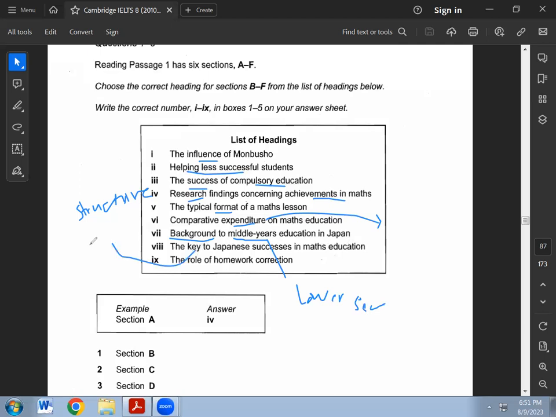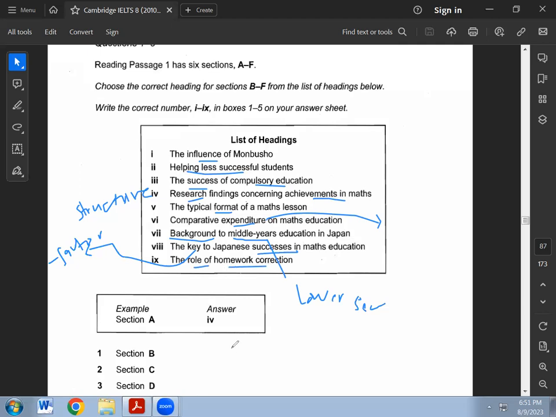So the word key, maybe they will use the word factor, maybe they will use the word secret, maybe they will use the word cause. Okay, think about the synonyms. What are the other words that we can use? So the key, the factor, the cause, the reason to Japanese success in maths. So Japanese success in maths. The role of homework correction, role and homework correction.